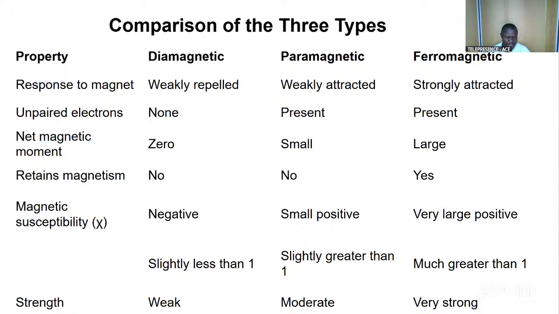Magnetic susceptibility is negative in diamagnetic, small positive in paramagnetic, and very large positive in ferromagnetic. And the strength: very weak, moderate, and very strong.